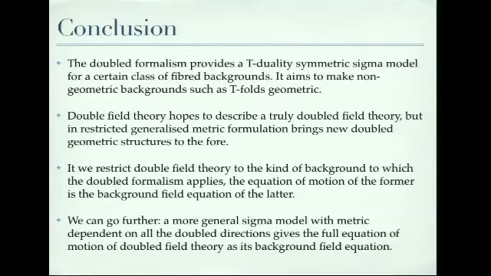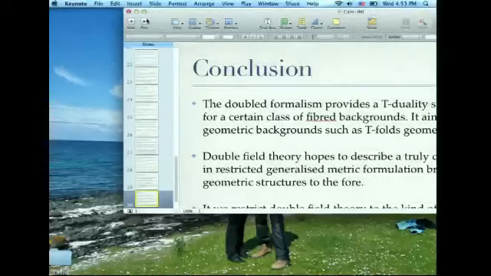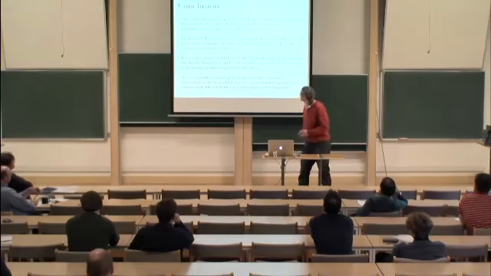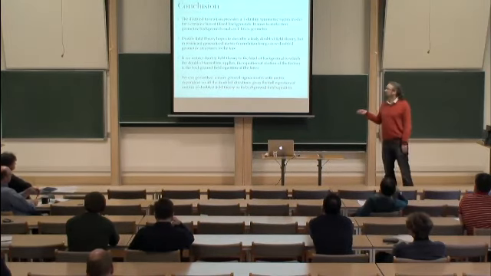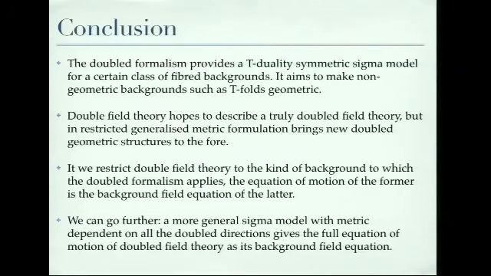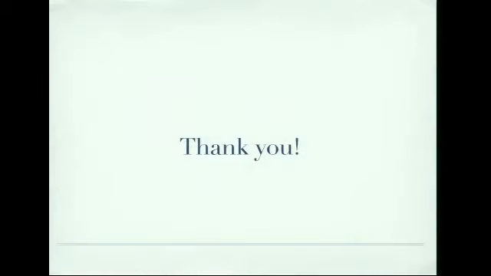If we restrict double field theory to the kind of background that the double formalism applies to, these sort of trivially fiber backgrounds, the generalization to proper fiber backgrounds should be simple. Then we find the equation of motion of the former is the background field equation of the latter, and we can go further and work in this more general sigma model where the metric is allowed to depend on all the double directions, and it gives the full equation of motion of the double field theory as the background field equation. Okay, thank you very much.